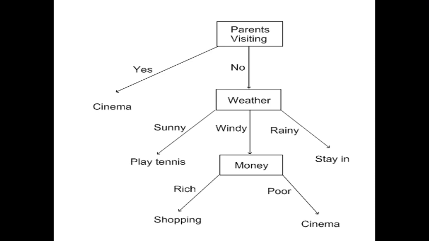With parents, she has just one option. She has decided that if they come, we are going to watch cinema. But if they don't come, then she has many options, four options. Now she is considering on what to do.